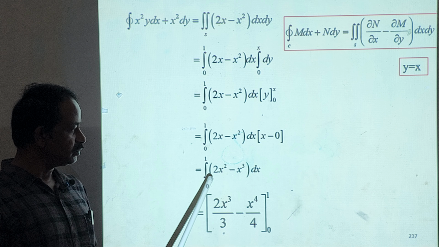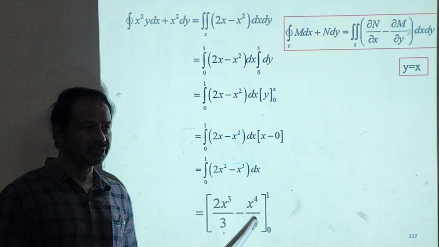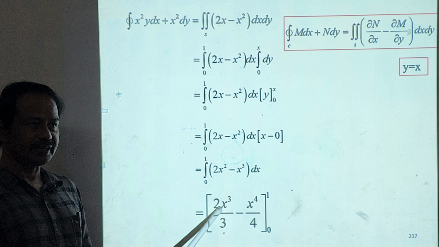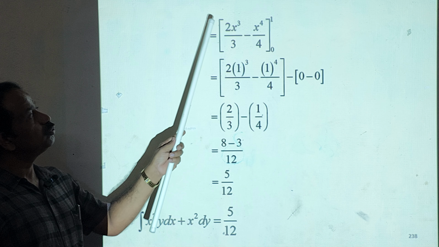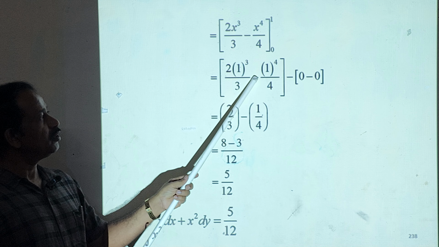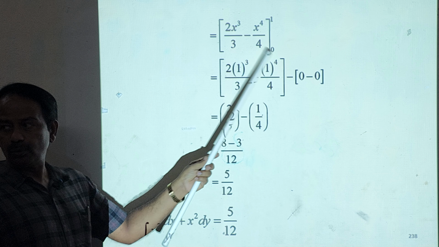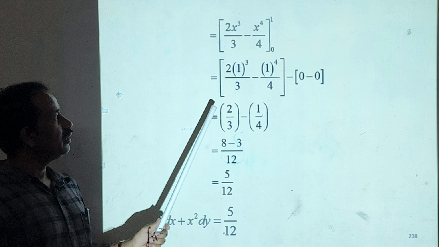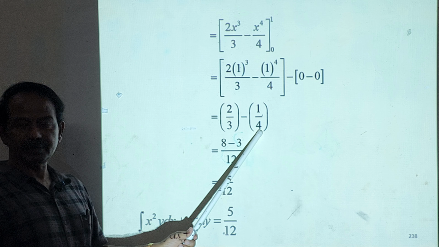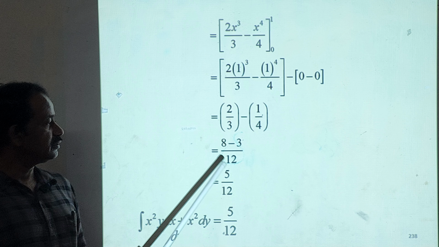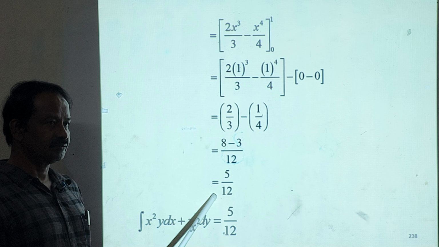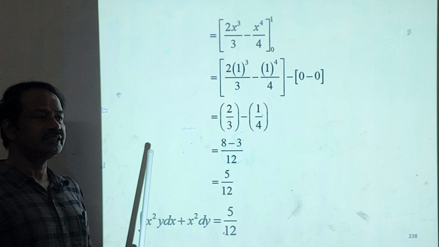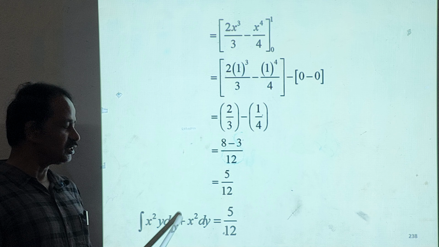After the integration, you will have 2x cubed by 3 minus x to the power 4 by 4 with the limit 0 to 1. You substitute for x now. So we will have 2 by 3 times 1 cubed minus 1 by 4 times 1 to the power 4, and the lower limit will be 0. We have 2 by 3 minus 1 by 4, taking the LCM, that will give you 8 minus 3 divided by 12, so 5 by 12.